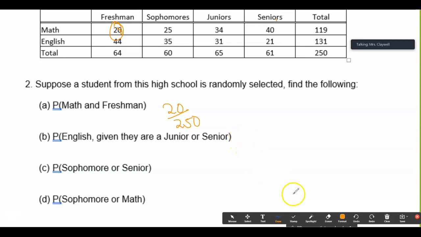Given that they are a junior or a senior, so of juniors and seniors, I have 65 plus 61 of them. How many of them like English? That chunk of them.